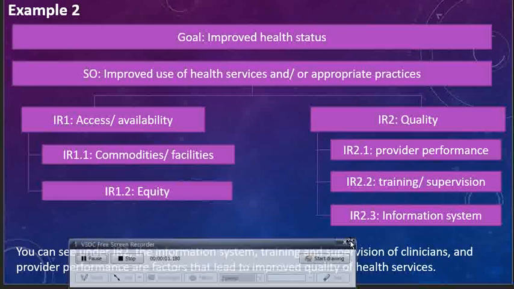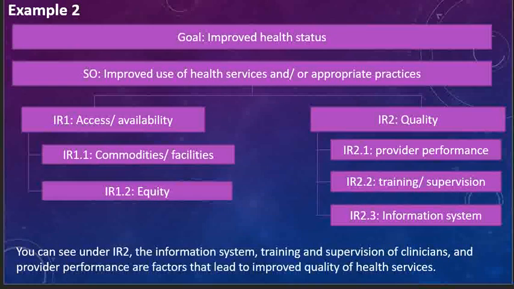Welcome back. We were discussing the second example where we have said our main objective, or global objective, is to improve health status. We want to get a strategic objective to improve this health status, which is to improve use of health services or appropriate health practices.